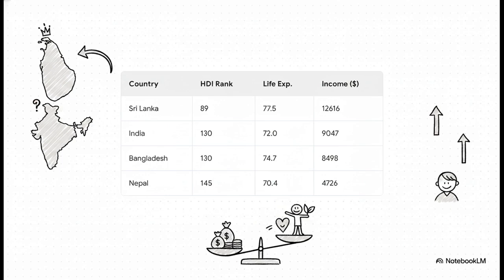Both have significantly lower per capita incomes than India, but they actually boast a higher or nearly equal life expectancy. India's life expectancy is 72, while Bangladesh is sitting at 74.7. It's the perfect proof that national wealth absolutely does not automatically equal longer, healthier lives.